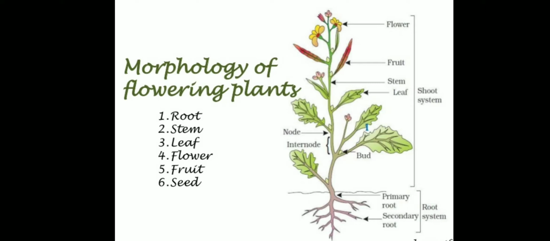Today, let's start a new unit, that is structural organization in plants and animals, that is unit 2 from your NCERT book. Okay, and from this we'll start chapter 5. Chapter 5 is the first chapter for this unit. Okay, the name of the chapter is Morphology of Flowering Plants.